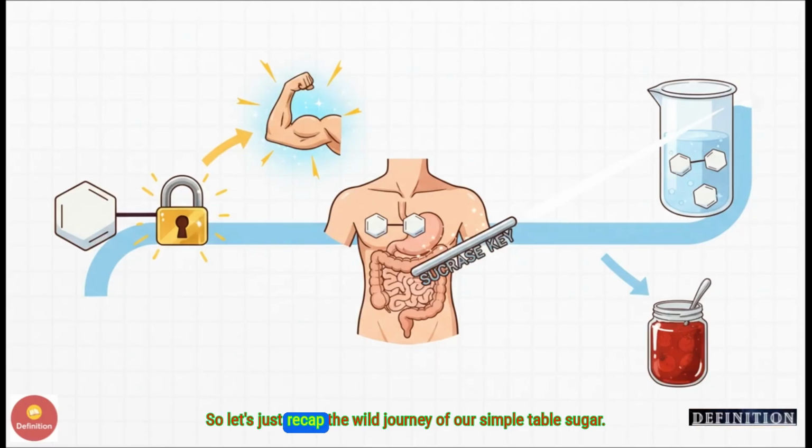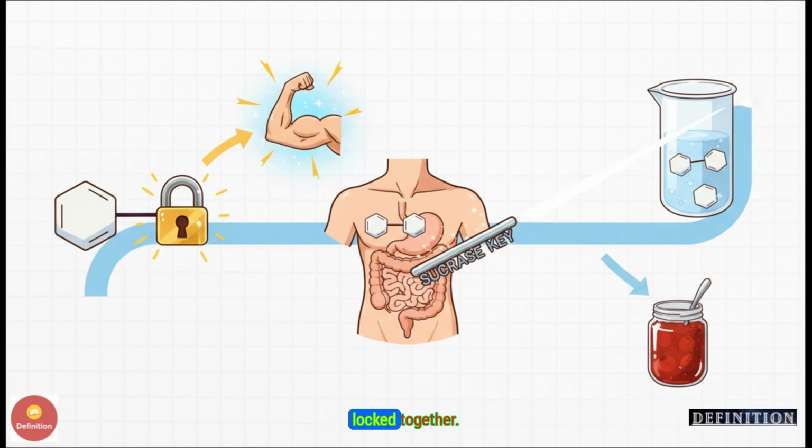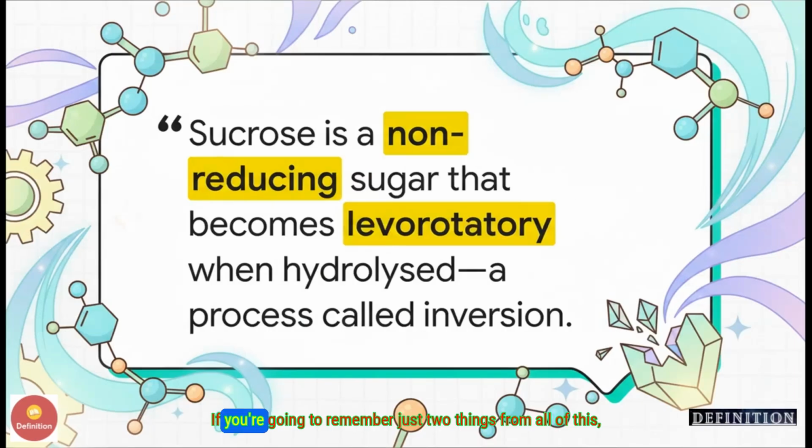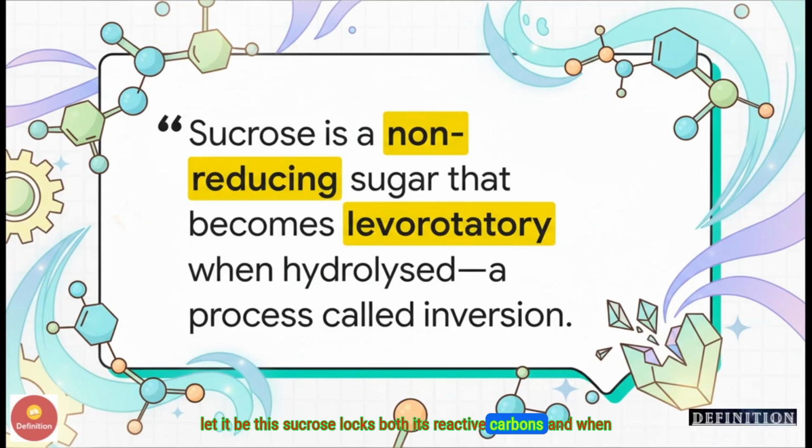So let's just recap the wild journey of our simple table sugar. We start with a non-reducing sugar made from glucose and fructose locked together. Then our bodies use a special enzyme key to unlock it and get energy. And if we unlock it in a lab, it pulls off that amazing inversion trick, creating something that's totally essential for a ton of the foods we love. If you're going to remember just two things from all of this, let it be this. Sucrose locks both its reactive carbons, and when you split it, it flips its rotation. That's the whole story in a nutshell.